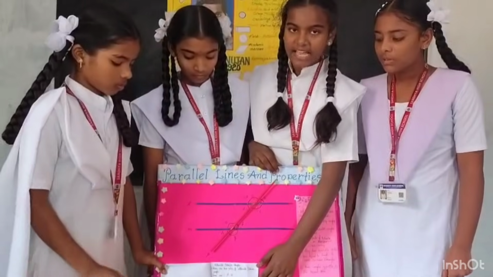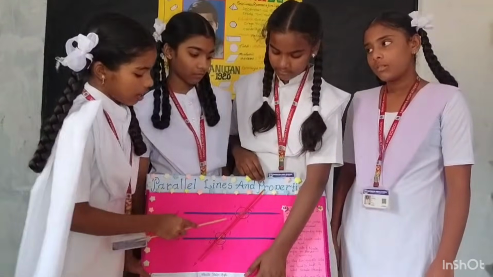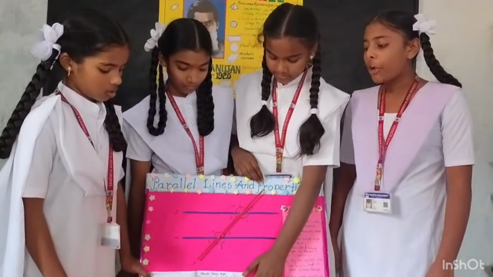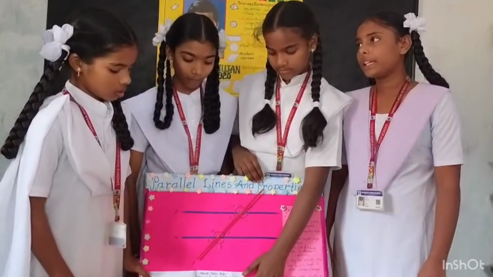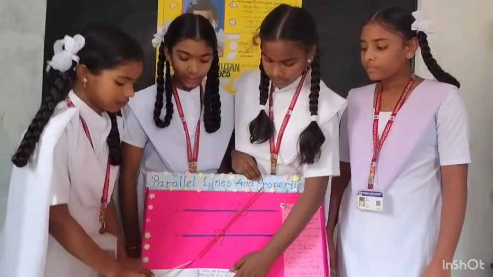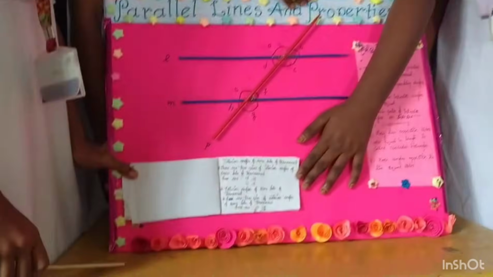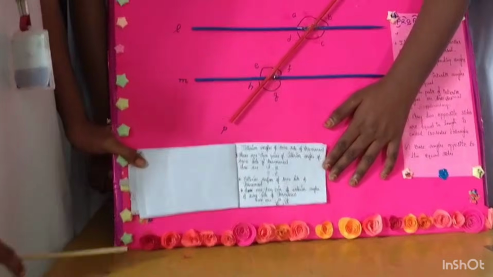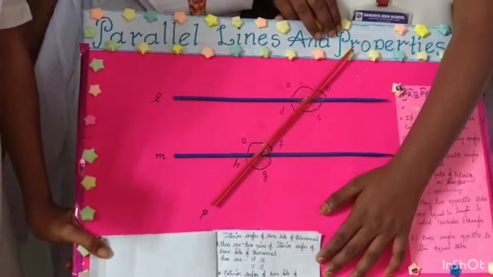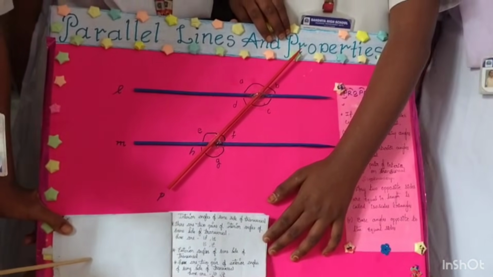Alternate interior angles. There are 2 pairs of alternate interior angles. Those are DF, CE. Alternate exterior angles. There are 2 pairs of alternate exterior angles. Those are AG, BH. Interior angles on the same side of the transversal. There are 2 pairs. Those are DE, CF. Exterior angles on the same side of the transversal. There are 2 pairs.